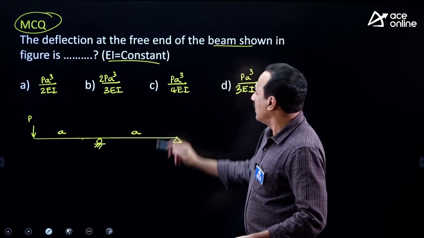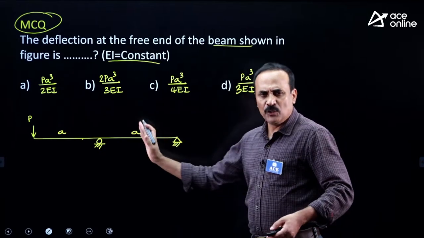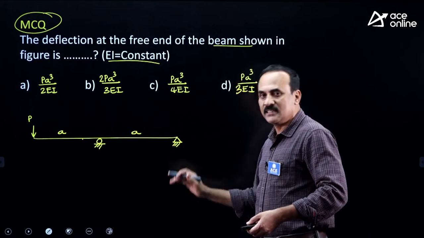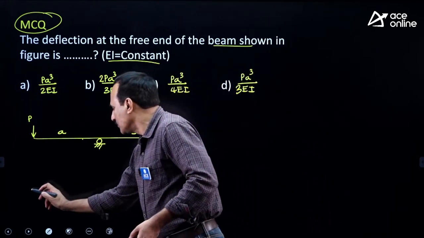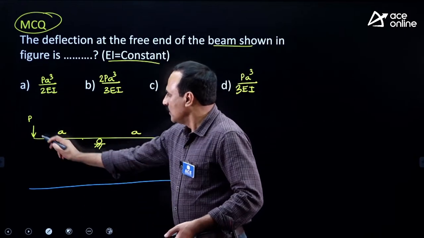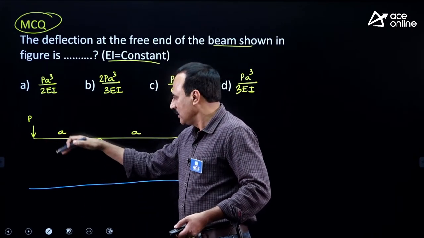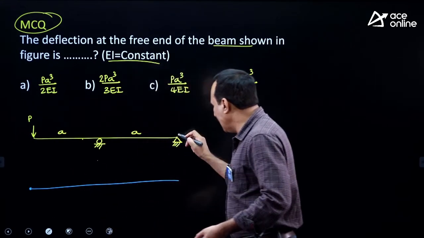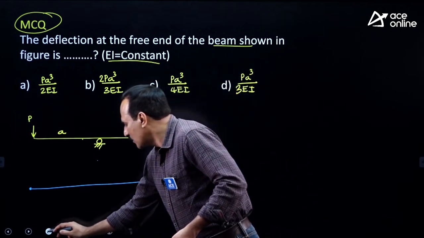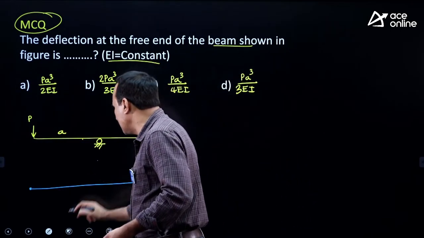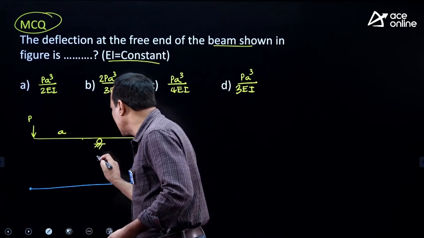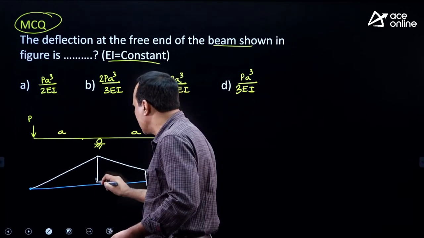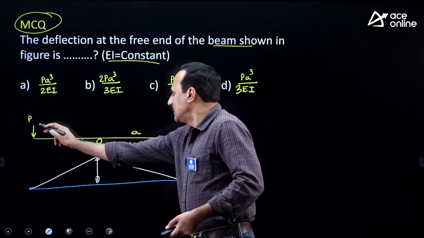So for drawing the bending moment diagram, no need to go from the fundamentals, no need to calculate reactions and all. What best you can do is, the beam is hogging everywhere. So P into A is the hogging moment, which is coming here. The bending moment at the hinge is zero. So the bending moment diagram will be just a triangle with the peak at the middle support, the roller support here. So this is P into A.